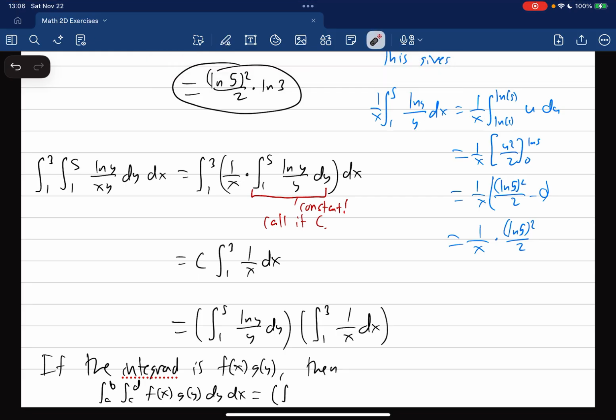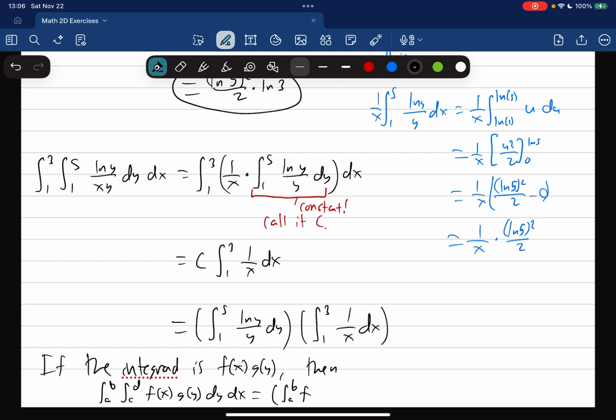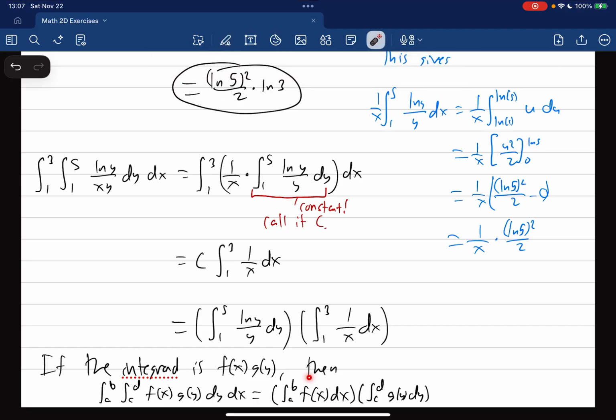So, the limits from c to d correspond to y, and the limits from a to b correspond to x. So we can evaluate this as the integral from a to b of the x component of our integral, f of x. And then we integrate the other part that just depends on y separately. So it'd be g of y dy. And this gives us another nice way to evaluate integrals when our integrand looks like a product of functions, one that depends only on x and the other that depends only on y.